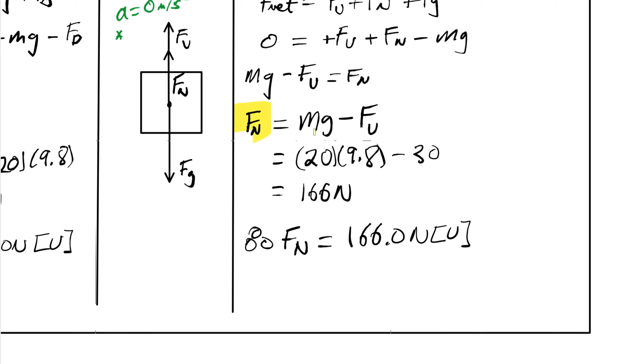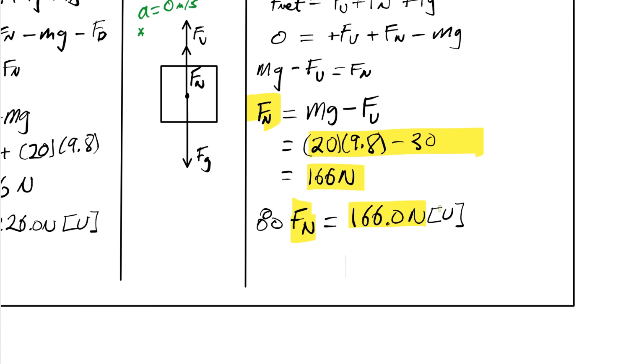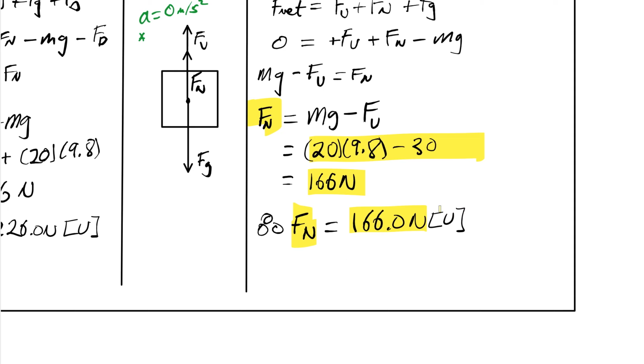Turning the equation around, we've got mg minus the upward force. Substituting in, we get 20 times 9.8 minus 30, and that gives us 166 newtons. Now, the normal force in this case, as you can see, is actually lower. And that is because it is being assisted by that additional upward force.